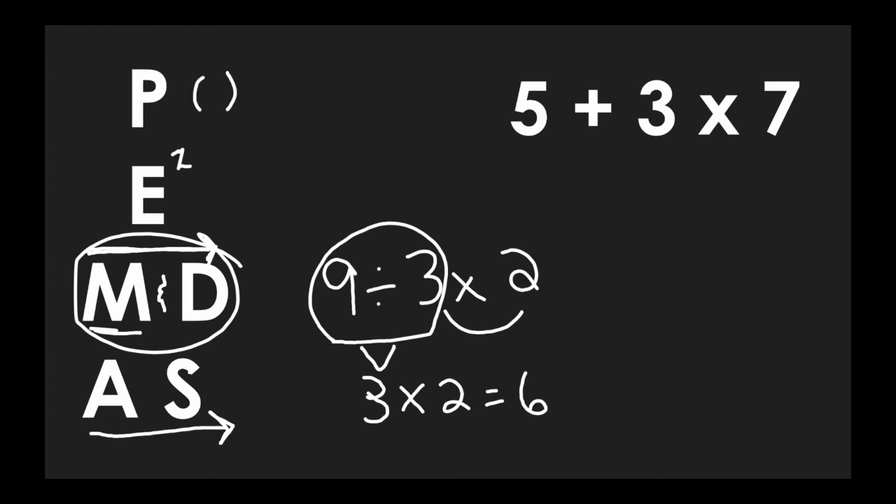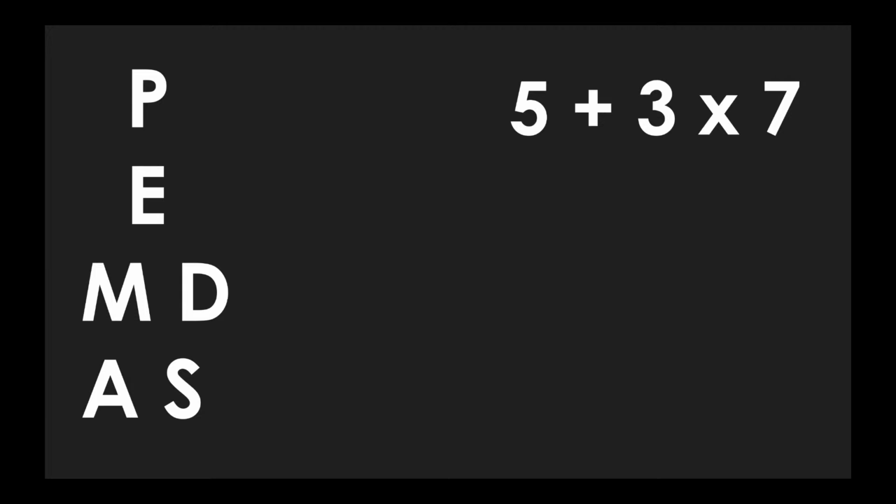First, we start with parentheses, then exponents, multiplication, division from left to right, and addition, subtraction from left to right. So using this order of operations, we can see now that since we have a multiplication problem here and an addition problem, we have to use our order of operations.